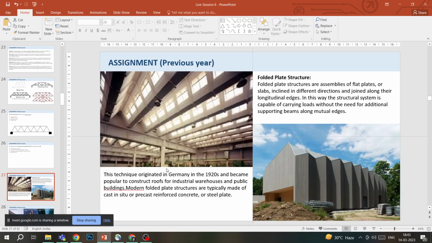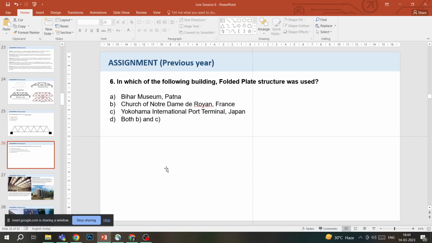And this technique originated in Germany in the 1920s, and it became popular to construct roofs for industrial warehouses and public buildings. But right now we use it for all forms. We also use folded plate structure in staircases, and they are typically made either cast in situ or from precast reinforced concrete or usually steel plates. Moving forward, we will see how all these three buildings look like.